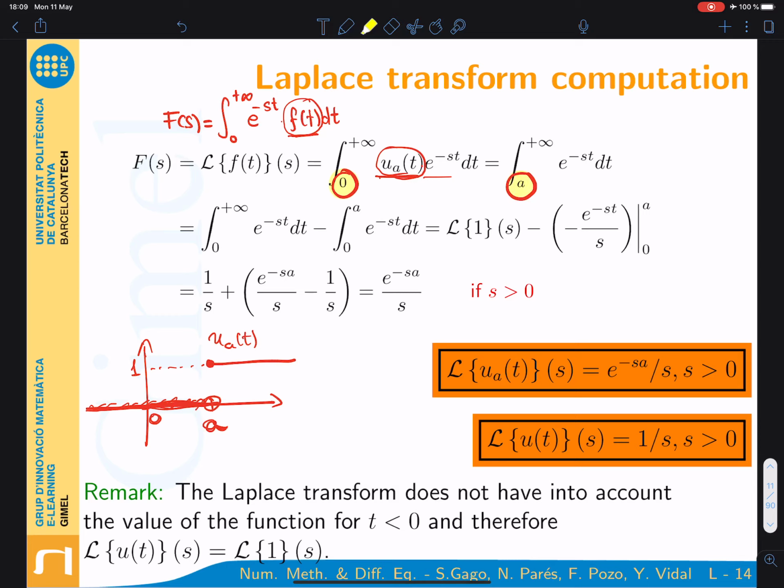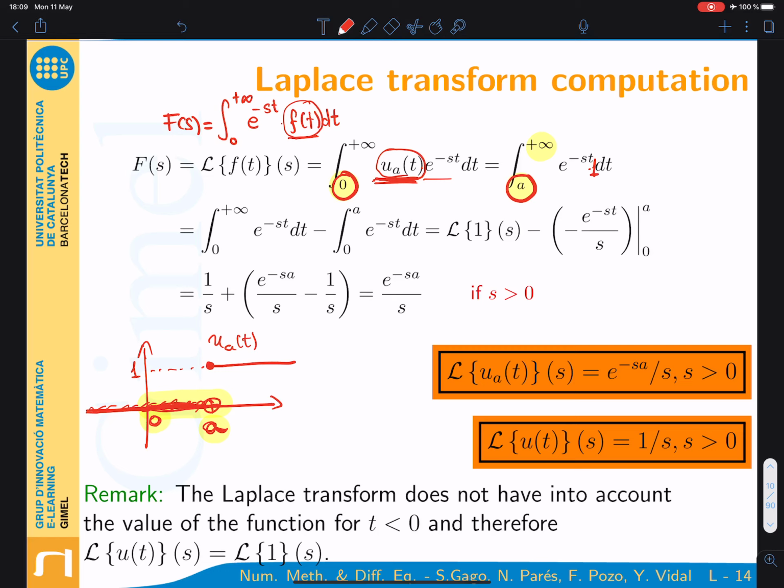So as the step function between 0 and a is 0 all the time, I'm not computing the integral between 0 and a, I'm just computing the integral between a and infinity. And there, I know that the value of the step function is 1. So it's like writing here this times 1, okay? So it's like here I have a 1, because the step function between a and infinity has a value of 1, okay? So now this is a pretty simple integral that we want to solve.